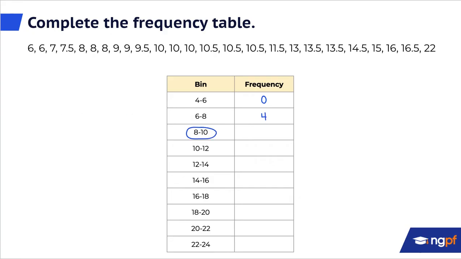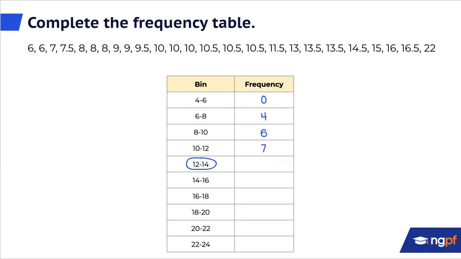Let's keep going. How many data points are between 8 and 10? I see 8, 8, 8, 9, 9, and 9.5. Again, I'm not counting 10 here because it's on the boundary and will be included in the next bin. I don't want to double count it. So that's 6 data points between 8 and 10. I'll fill in my frequency table. Next, let's look at bin 10 through 12. There are 7 numbers between 10 and 12.